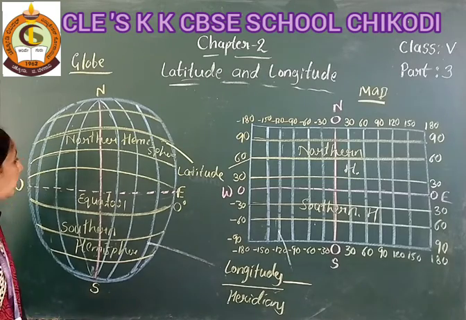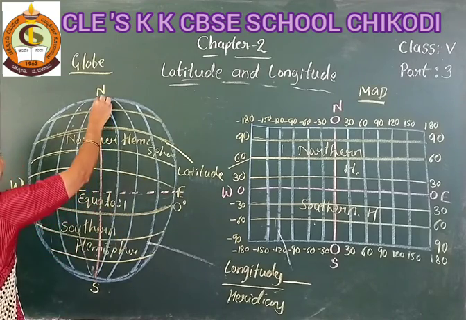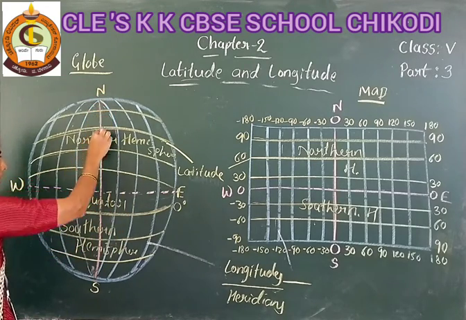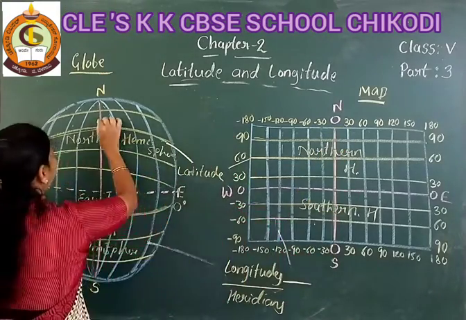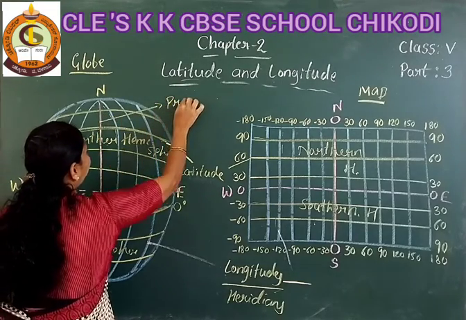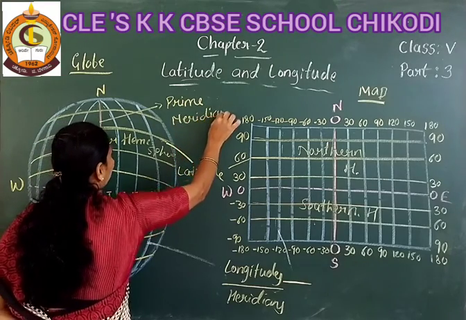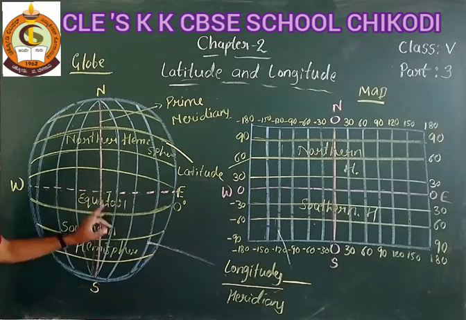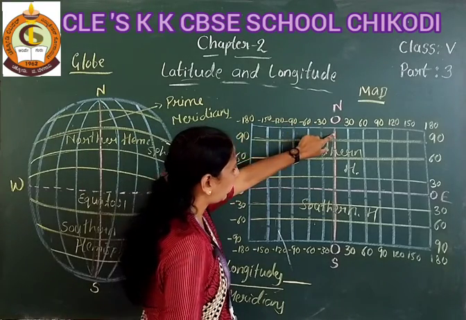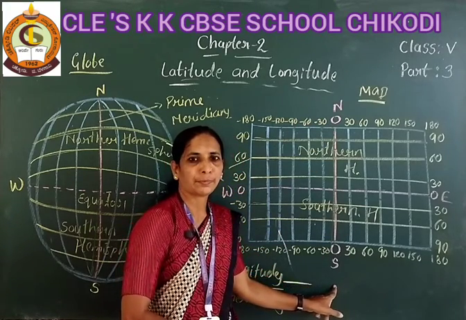Okay students, so you can see here on the globe and on the map some line is there. So this line is the meridian. Prime meridian. See on the map, this prime meridian moves from the North Pole to the South Pole.